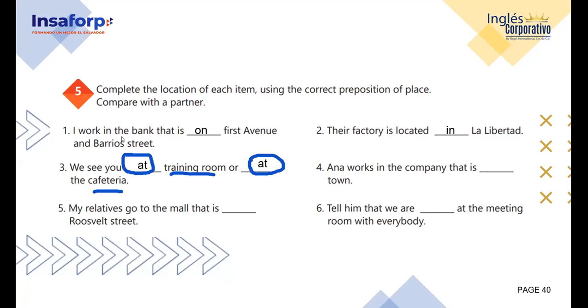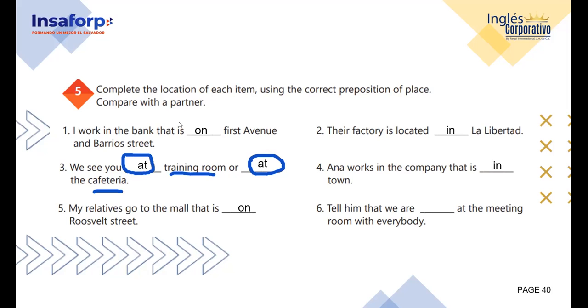Thank you, Elvin. Let's go to number four. Fatima, help me. Thank you, miss. Anna works in the company that is in town. Okay. Perfect, miss. Thank you. Let's go to the next one. Judith, number five, please. My relatives go to the mall that is on Roosevelt Street. Excellent. Thank you. Next one, help me, Clenia. Number six.